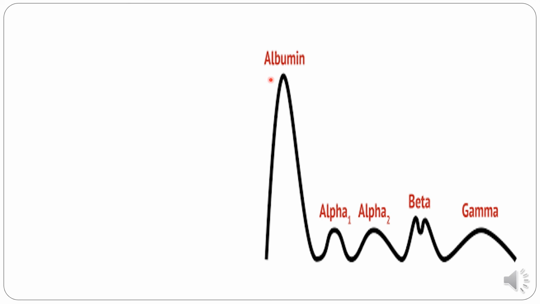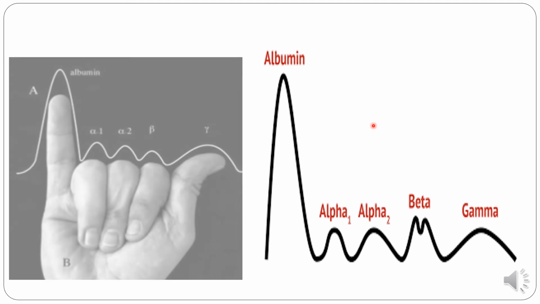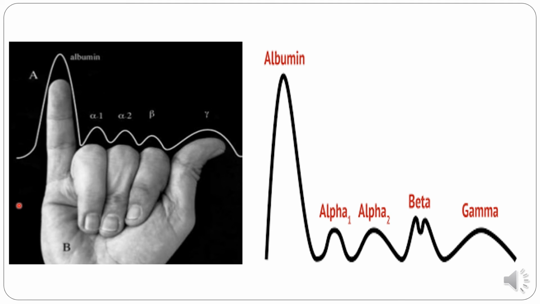So this is the electrophoretograph of plasma. This is how, if we measure the peaks by concentration, it will appear as per their relative percentages. There is a very easy way of remembering. We can compare it to a fist of the right hand with three fingers folded. If you fold your three middle fingers and leave the little finger and the thumb open, it will resemble the electrophoretograph of serum proteins.